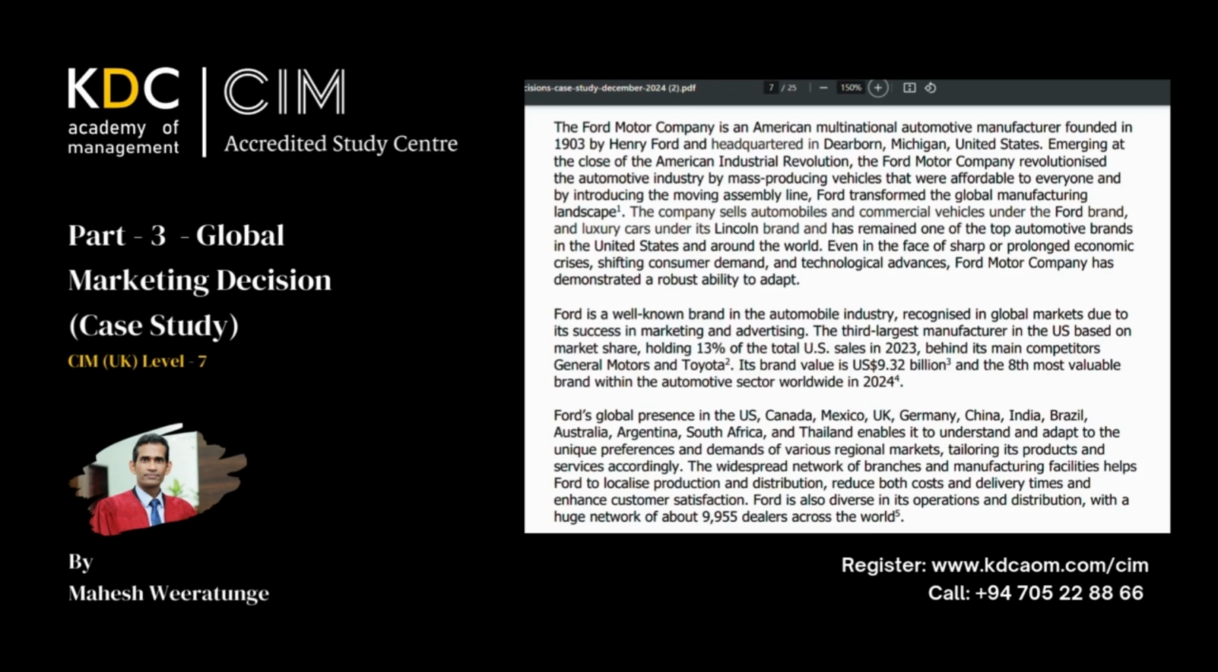So these are some of the plus points, and also they talk about a number here. A huge network of about 9,955 dealers across the world, which means the global penetration, and also they talk about the huge network over there. These are some of the strengths that the Ford Motor Company is holding right now. So you can bring them into your audit tools as resources and capabilities and even strengths. Under strengths, you can talk about those values that they are discussing here.